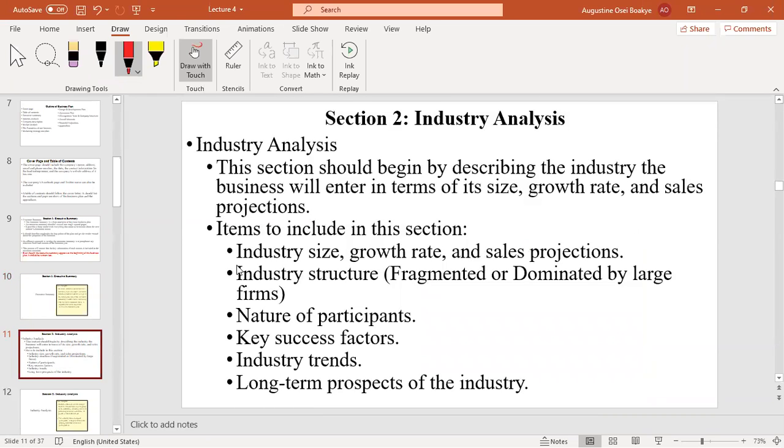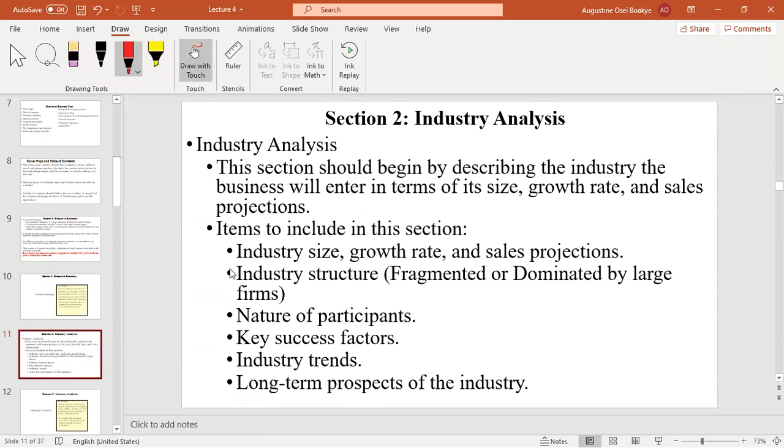Now, industry analysis as the second session. When we talk about the industry analysis, it is basically the section which characterizes or describes the industry within which the business intends to operate in. And when I say its characteristics, what is the size of that particular industry? What is its annual growth rate? What are the sales projections over there?